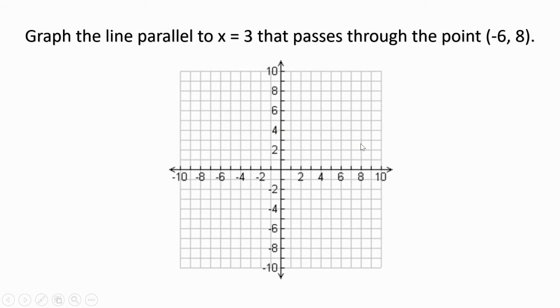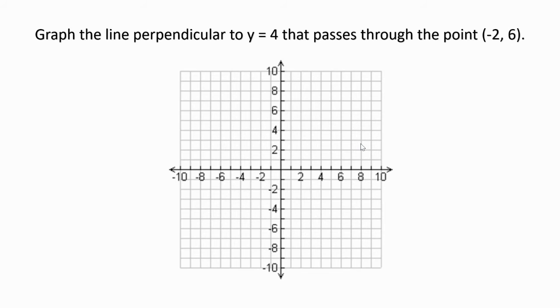All right, graph the line parallel to x equals 3 that passes through the point negative 6, 8. I'm going to plot negative 6, 8, and then I'm going to graph the line x equals 3. What would the line be that's parallel to that? It'd be straight up and down. It'd be x equals negative 6.